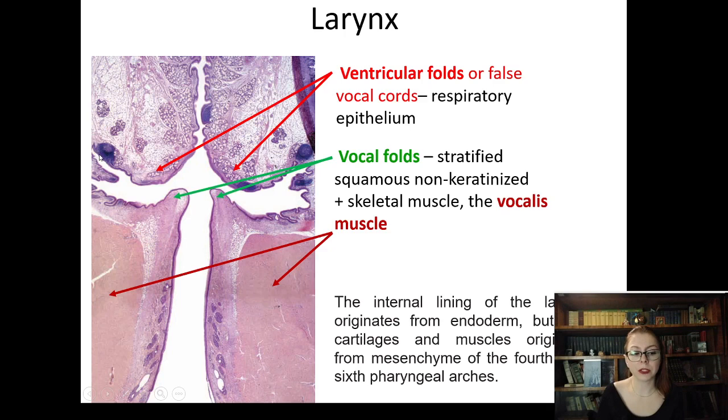And notice that there are some lymphoid aggregations in the lamina propria in our respiratory system as it derives from the digestive. Yeah, there are lots of similar things. So like mucosa-associated lymphoid tissue in our digestive system, some amount of this lymphoid tissue might also be observed in the respiratory system as well. What is also written in this slide is that the lining of the larynx derives from the endoderm, but cartilages and muscles originate from the mesenchyme of the fourth and sixth pharyngeal arches.